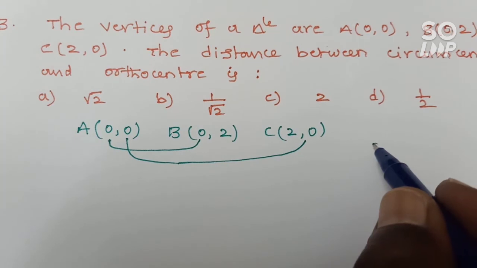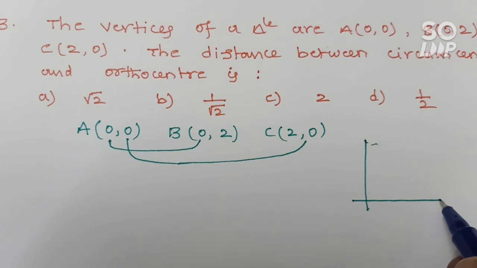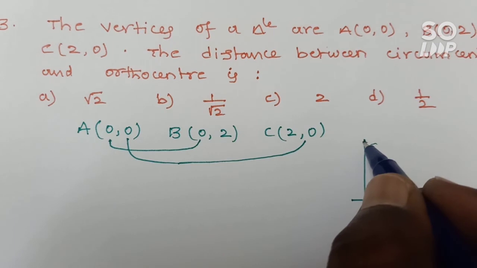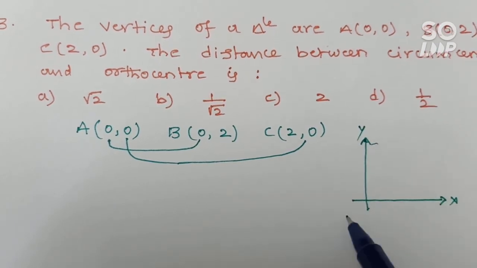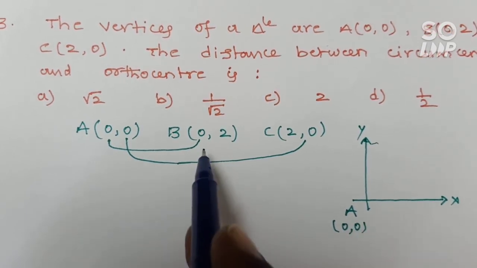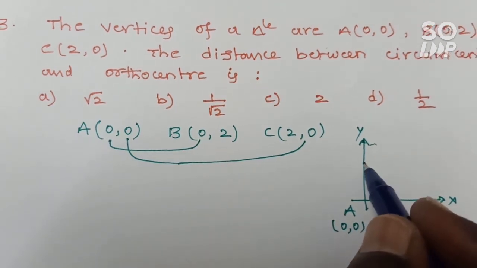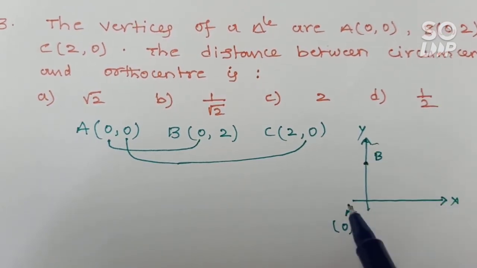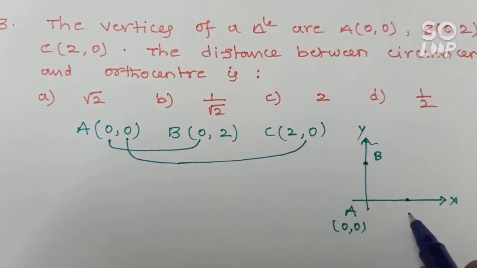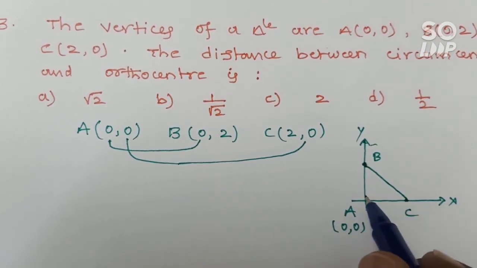How can we say this? Here this is the y axis and this one is the x axis. The point of intersection of both axes is nothing but the origin. So here this one will be point A, A is equal to (0, 0). And point B lies on the y axis, since the x coordinate is 0, this one is B, right? And point C lies on the x axis, since the y coordinate is 0, this one is C. By joining these, you will get a right angle triangle.